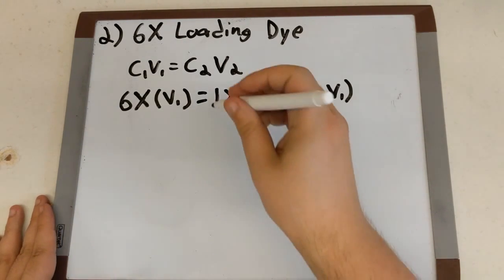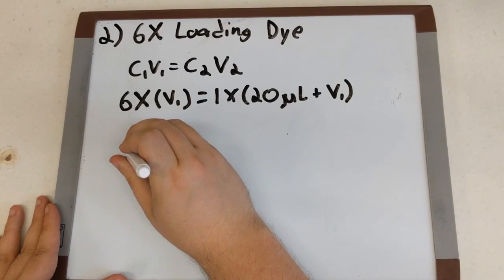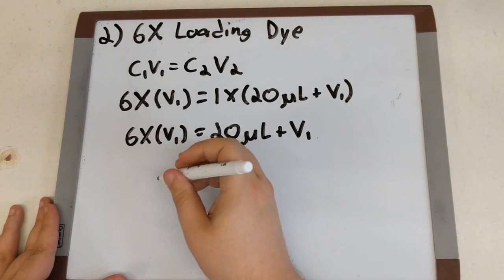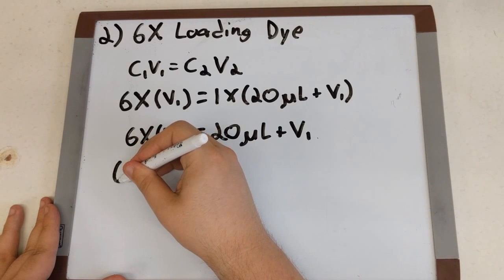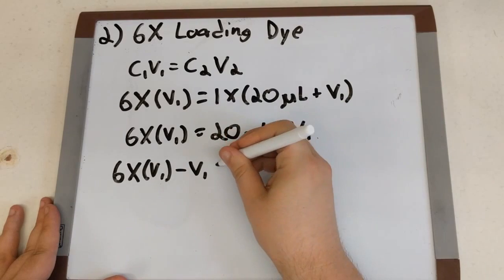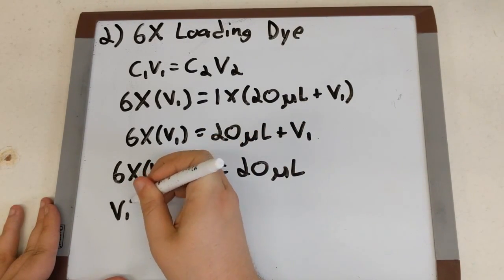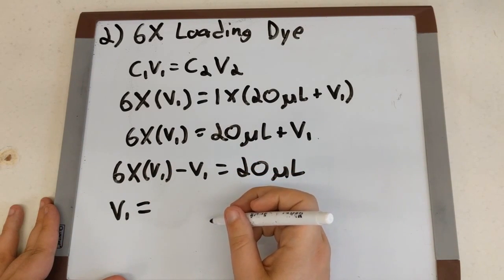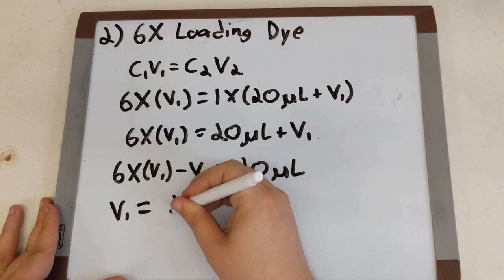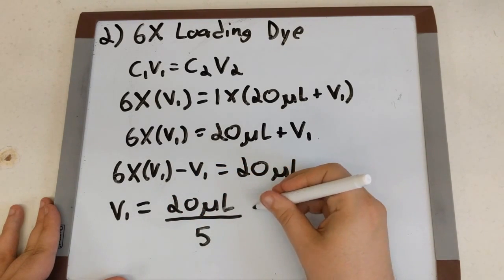So now we just need to use algebra to solve for this again. Okay, so we basically just need to bring the V1s together and isolate that to one side. And we should end up with V1 equals 4 microliters. So that tells you we need to add 4 microliters of the 6x loading dye to our 20 microliter DNA sample. And that'll bring that loading dye concentration down to 1x.